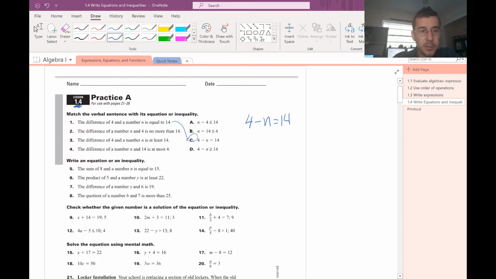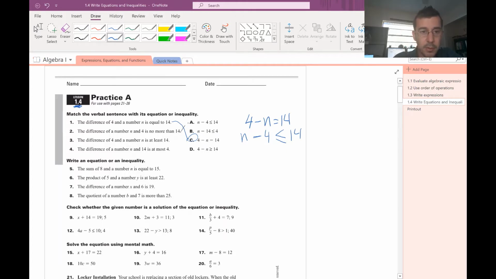Number 2, the difference, anytime you see a difference, that means subtraction. So the difference of a number n and 4 is no more than 14. So it's less or equal to 14. So that one is A.